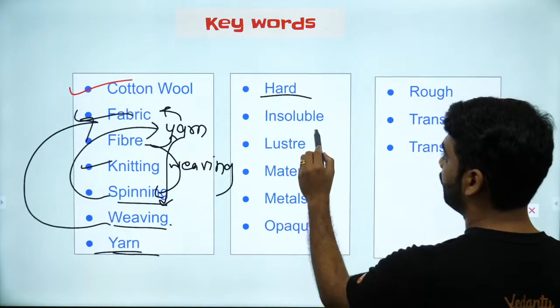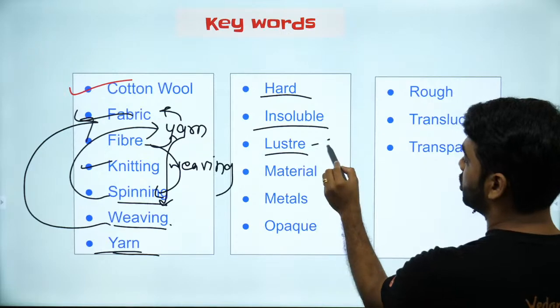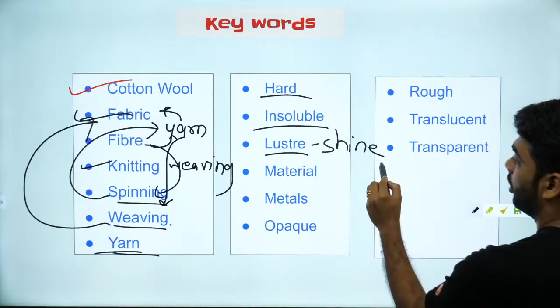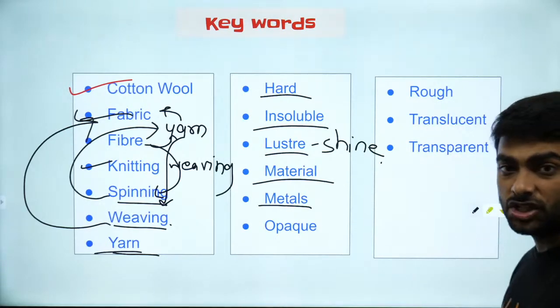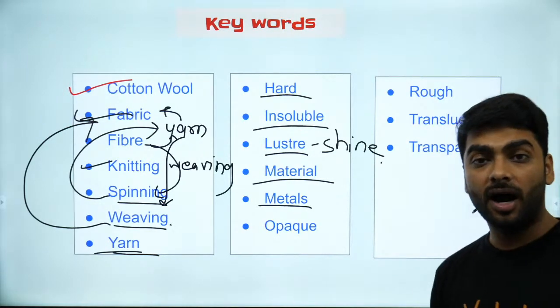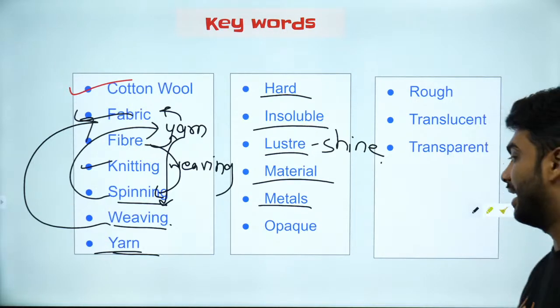Hard, something which is difficult to change the shape of. Insoluble, which does not dissolve in water. Luster, having shine. Right? Material from which you make an object. Metals are lustrous, shiny. They are hard, they are mostly solid, they are sonorous, they are dense.